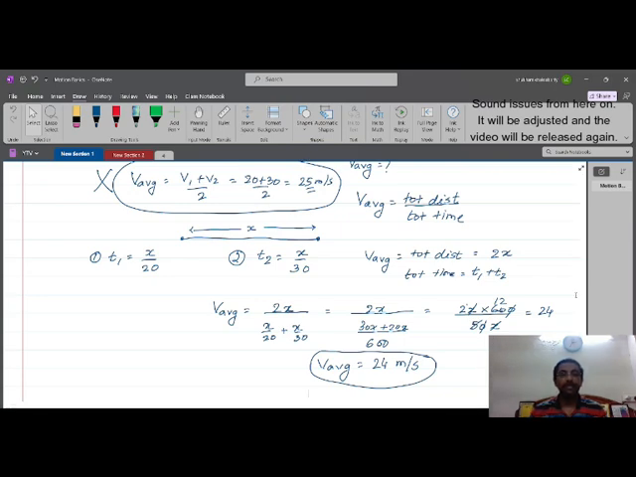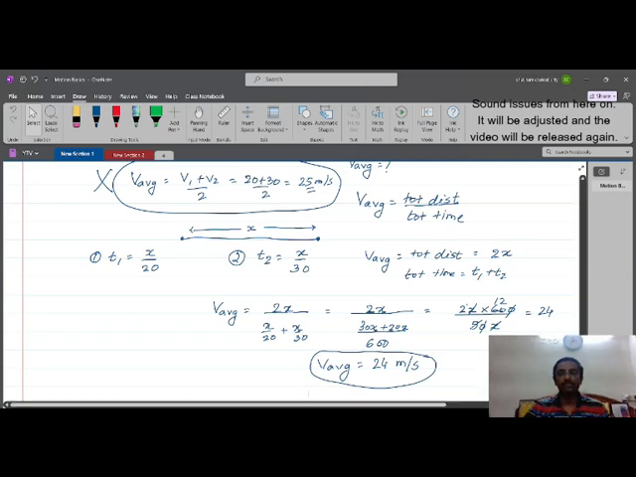So the correct method is, when you get a question like this, start with the fundamental equation, the governing equation, which in this case is total distance upon total time. Then try to find out the distance. If the distance is not provided, assume it. So we have assumed the distance to be x. And then we continue further. Fine. So that would be it for today.